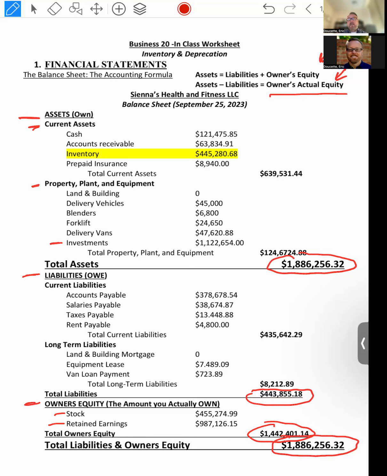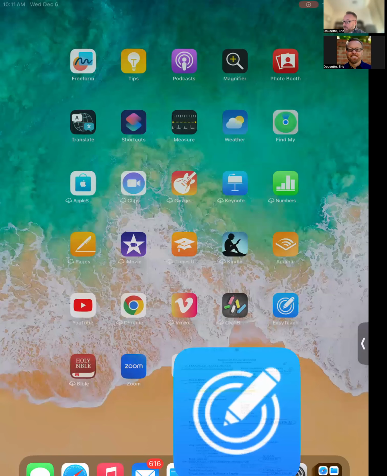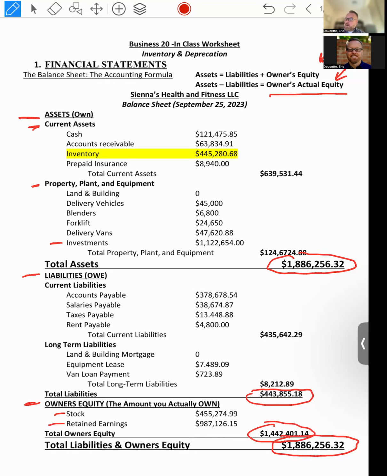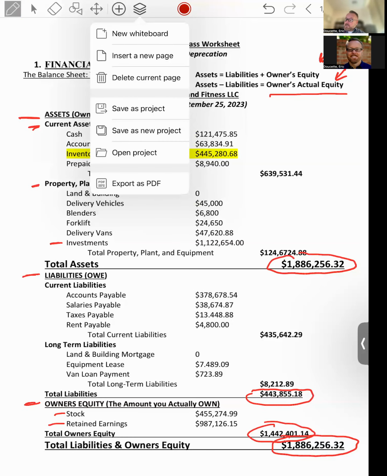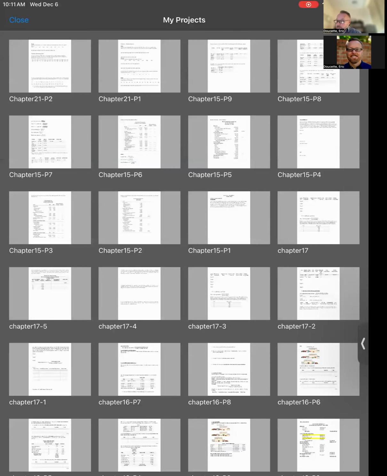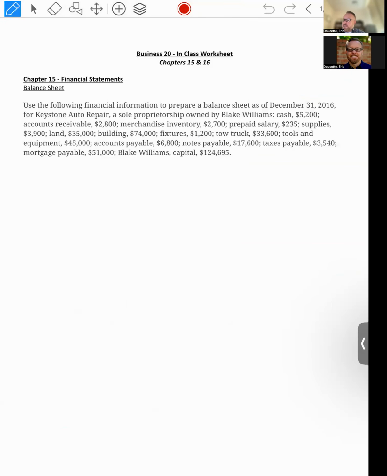So we're going to be looking at in a few moments a balance sheet, and we're going to actually draw one up. That's the first problem on your work for this week. So let's go ahead and go there. I'm going to open that project and we're going to call that chapter 15, page 1. So this is what it looks like. It says, using the following financial information, prepare a balance sheet as of December 31st, 2016 for Keystone Auto Repair, a sole proprietor owned by Blake Williams.